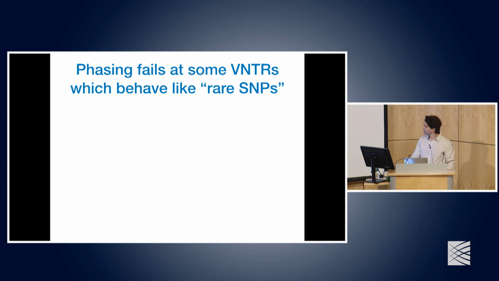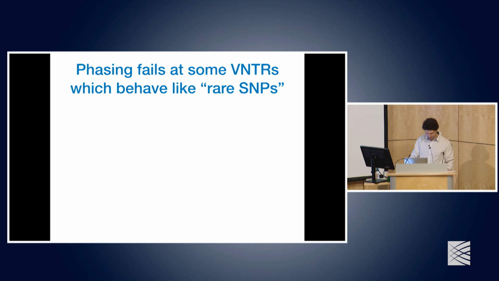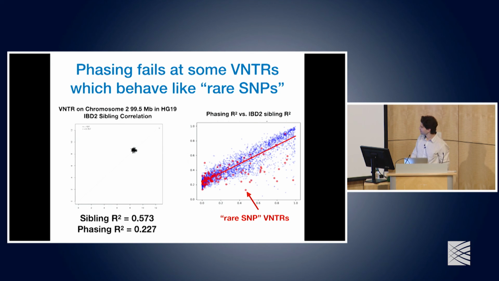We've begun to identify several reasons why our phasing method is failing in this bottom right corner. In the interest of time, I'll be very brief here. There are some VNTRs that behave like rare SNPs. This is the IBD2 sibling correlation plot, and you can see most of the variance in this VNTR is due to this one data point, this one rare allele up at the top right corner. If the VNTR is behaving more like a rare SNP, maybe we're going to have more trouble phasing it. Maybe even that rare allele doesn't occur in the IBD1 quartets.